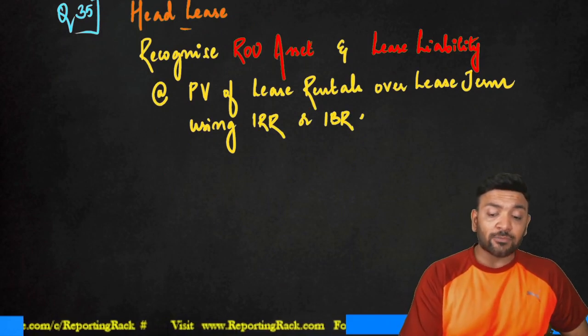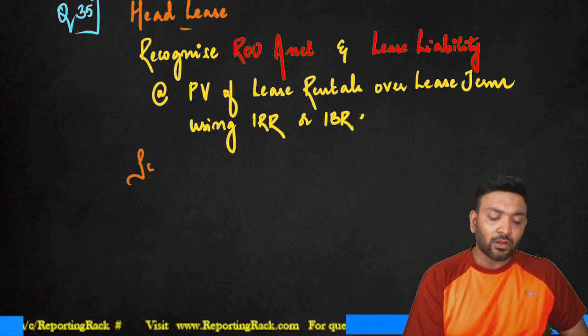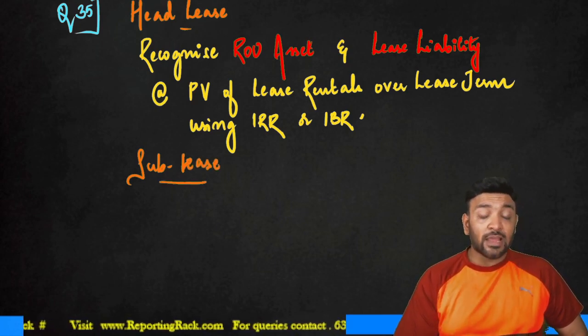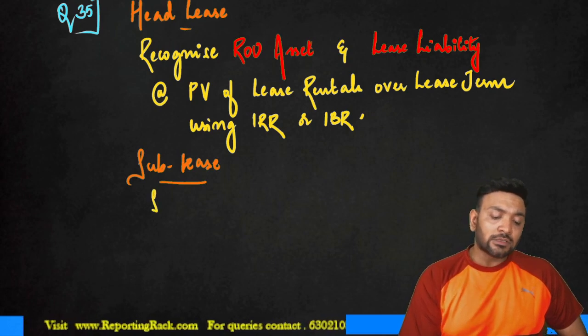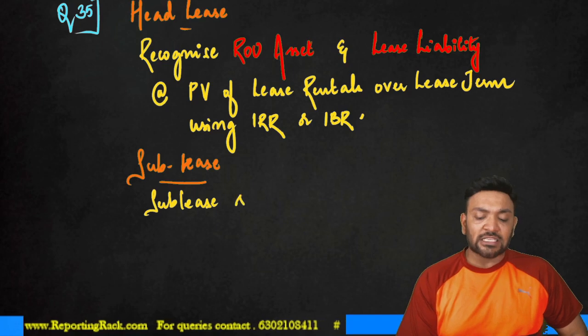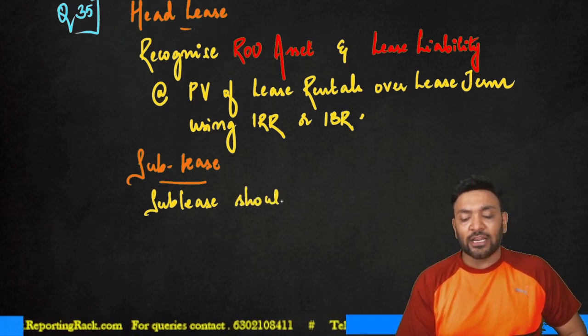What about this concept of sublease now? Head lease is for 5 years, sublease is only for 2 years. Therefore, the sublease should be classified as an operating lease.